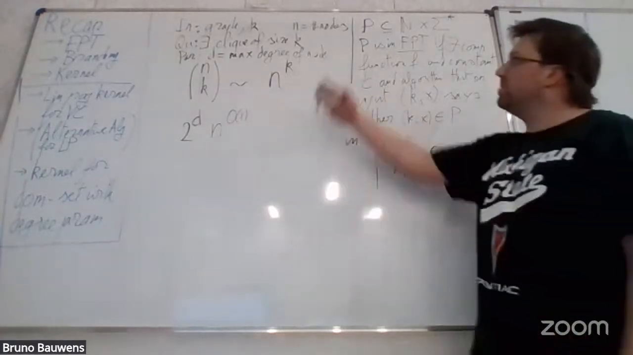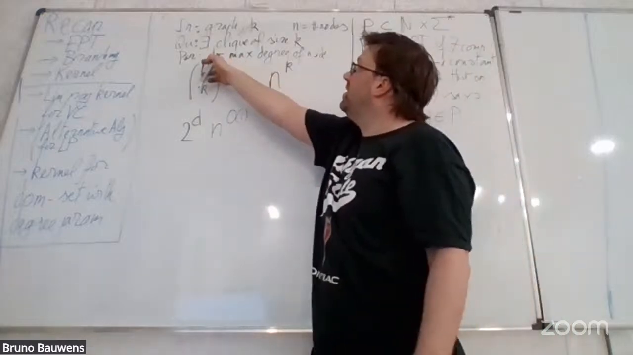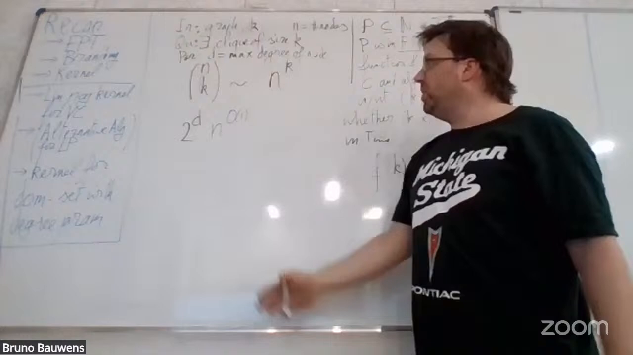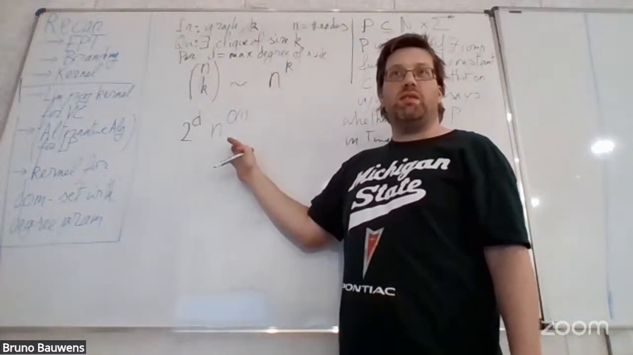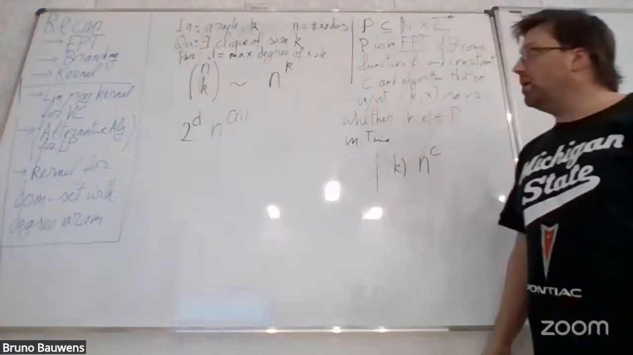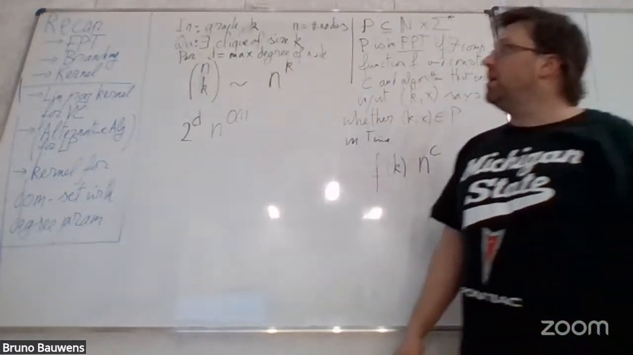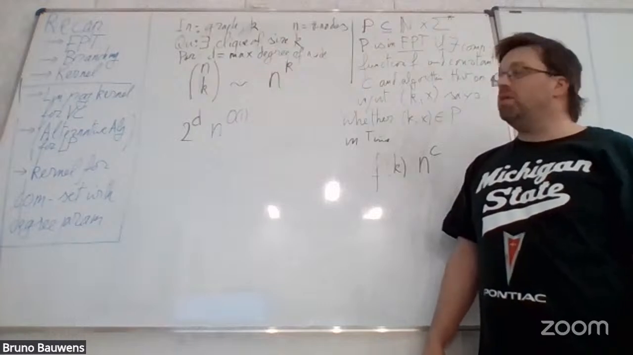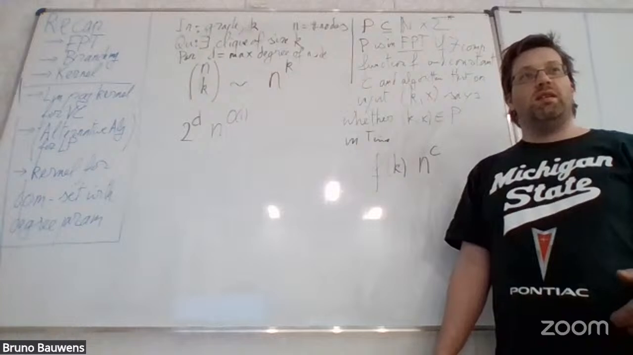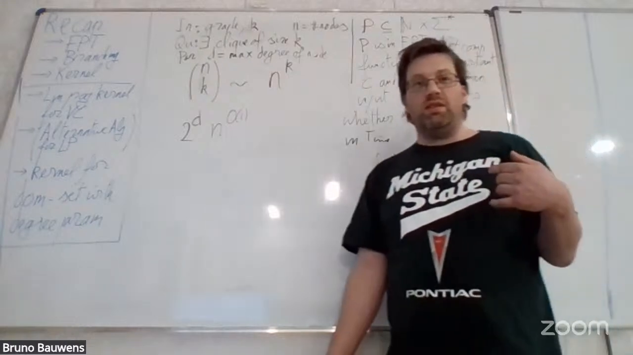And so here, in this problem, the parameter is d, and the input is a graph and some number k. It's an FPT because of this one. Okay, so now next step, let's prove that the vertex cover problem is FPT. Do you remember how we did this last time?